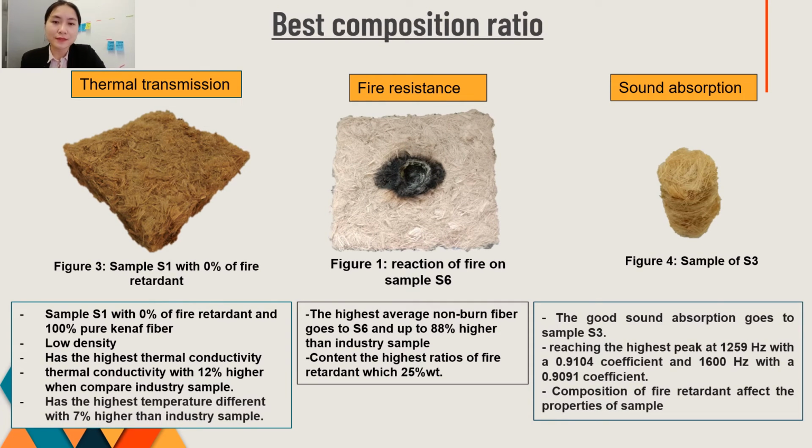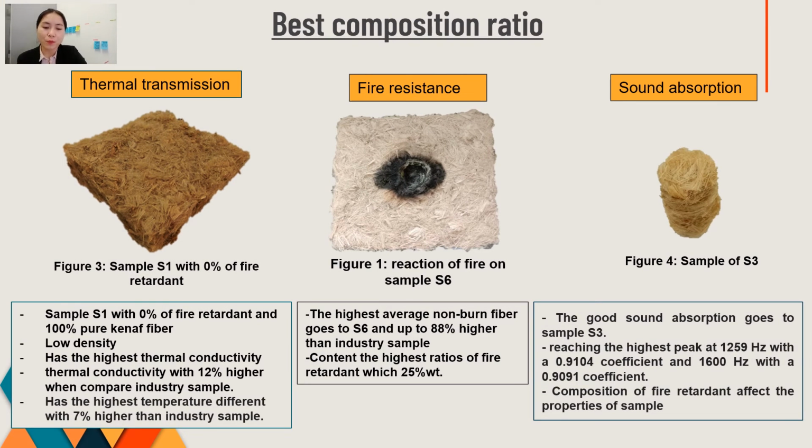After going through all the testing results, these are the best composition ratio for this study. For the thermal transmission performance, the best sample goes to sample 1, which contains 0% of fire retardant. So this sample contains 100% pure KENAF fiber. When compared to the industry sample, it has 12% higher thermal conductivity. For the fire resistant performance, the best sample is sample 6 with the highest non-burn fiber compared to the other samples. When compared to the industry sample, it has 88% higher non-burn fiber.